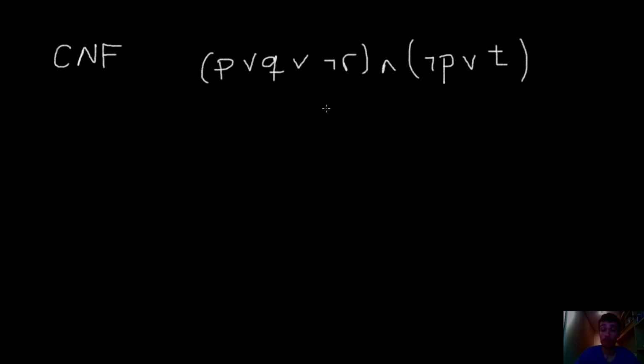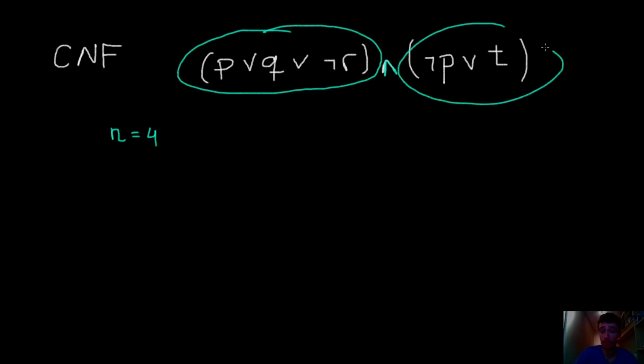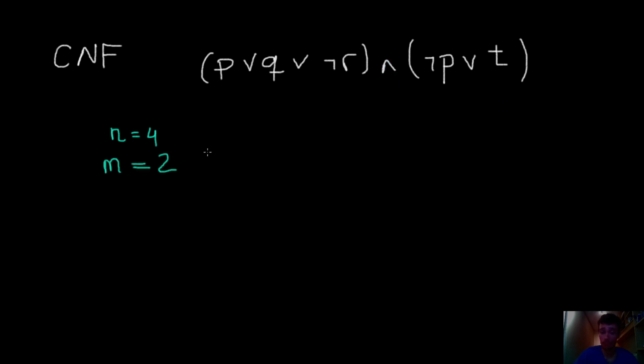How many variables do we have? Well, we have 1, 2, 3, and 4. We have 4 variables, so the value n is 4. How many clauses do we have? Well, each conjunction separates clauses. So this is one clause, this is another clause. So we have 2 clauses. The value m is 2.